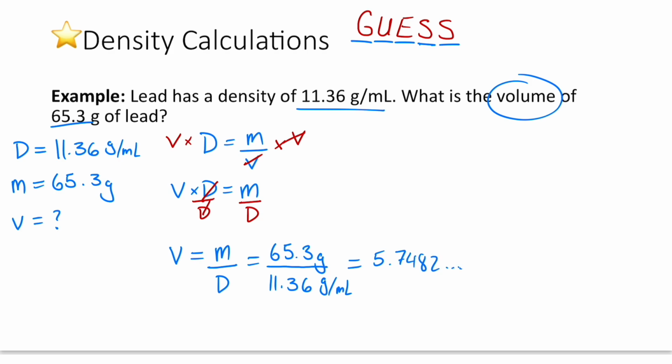Right, and we get a lot of digits out of that one. Once again, though, we're rounding to significant figures. We did division, so we're going to round to the fewest total sig figs. 11.36 has 4 significant figures. 65.3 has 3 significant figures. So we're going to round our final answer to 3 significant figures, which would give us 5.75 milliliters.